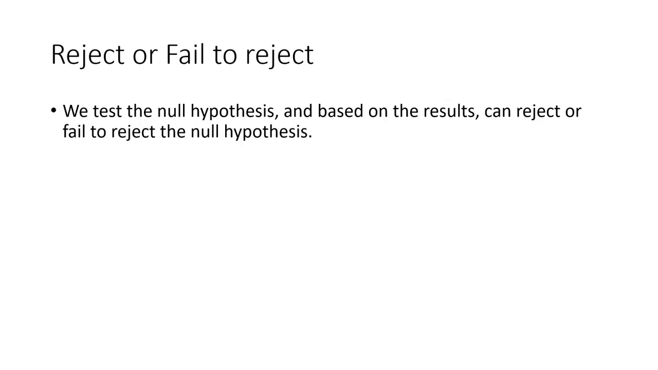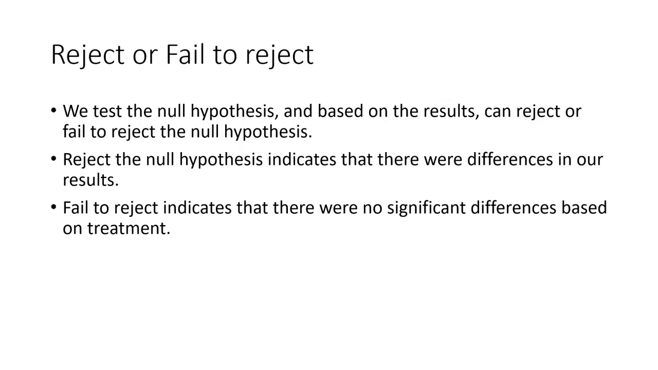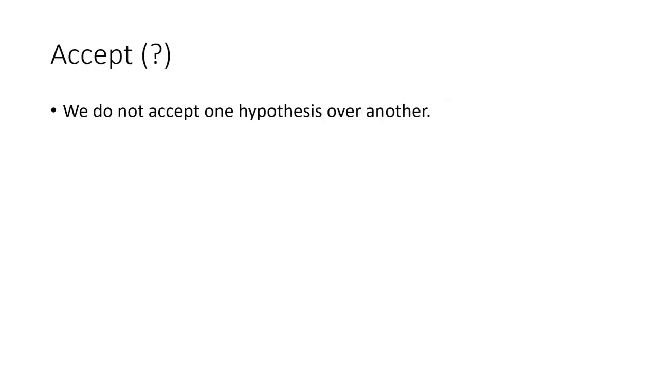Reject or fail to reject. We test the null hypothesis, and based on the results, we can reject or fail to reject the null hypothesis. Reject the null hypothesis indicates there were differences in our treatments. So if the test on the COVID vaccine appeared to provide resistance, they would reject the null hypothesis in favor of the alternative hypothesis. Fail to reject indicates there were no significant differences based on treatment. If the vaccine did not work, then we would fail to reject the null hypothesis. The next question we deal with is, do we accept?